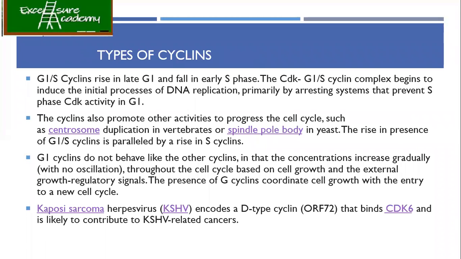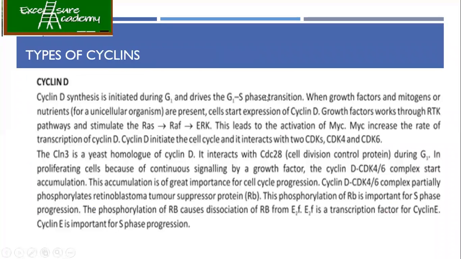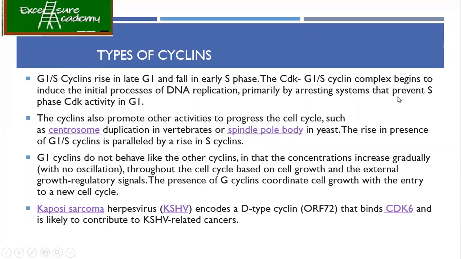Just more information on these cyclins. G1/S cyclins rise in late G1 and fall in the early S phase. The CDK-G1 cyclin complex begins to induce the initial process of DNA replication by arresting systems that prevent S phase CDK activity in G1. Okay. If you remember when we were talking about the S phase and DNA replication, it was CDK4 and 6 which was helping in the initiation of DNA replication, if you remember the figure. If not, please go back and watch the video again.